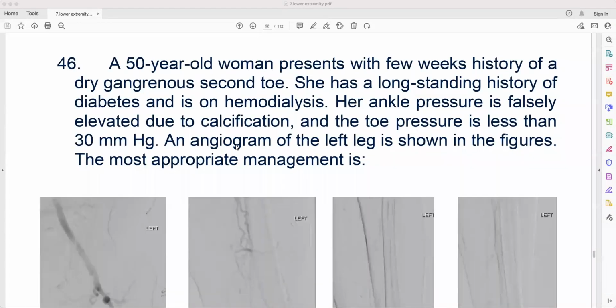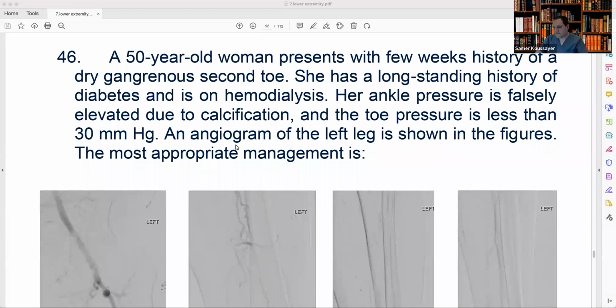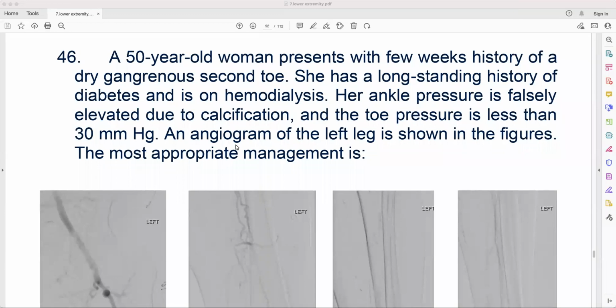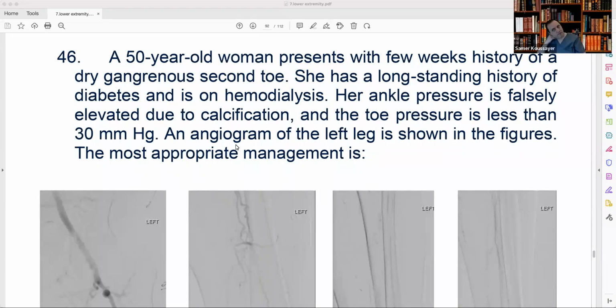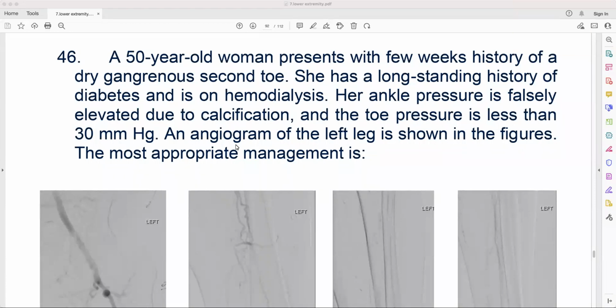A 50-year-old woman presents with a few weeks history of a dry gangrenous second toe. She has a long-standing history of diabetes and is on hemodialysis. Her ankle pressure is falsely elevated due to calcification and toe pressure is less than 30. An angiogram of the left leg is shown in the pictures. The most appropriate management is?